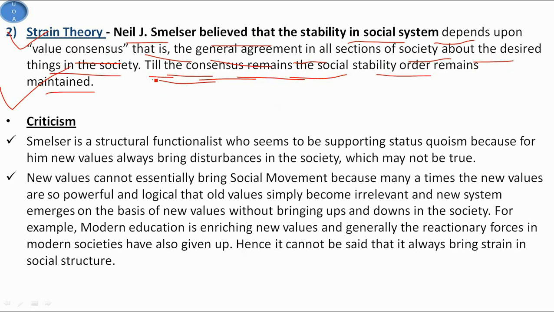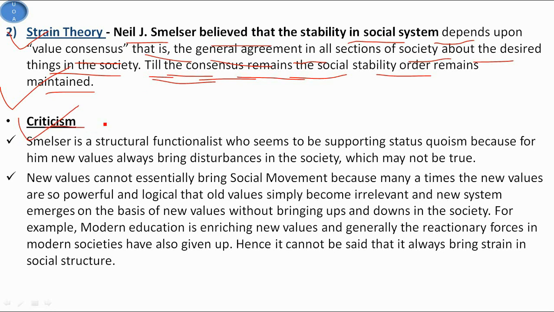But when society comes in contact with a set of new values which is in contradiction with the old ones, it brings strain in the social structure. Those who support the old values support the reactionary movement, whereas the supporters of new values support reform, revolutionary and other pro-change movements. Hence Smelser believed that the new value system is responsible for social movement in the society.